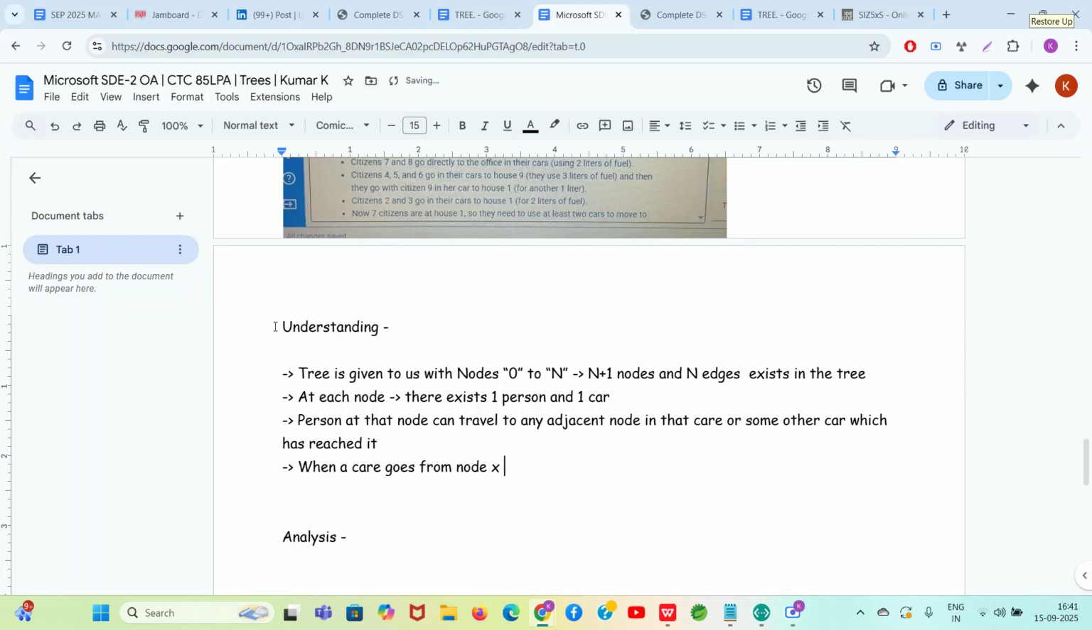When a car goes from node X to node Y, it costs 1 liter. Okay, so make sure all the people reach node 0 in minimum fuel. So basically, guys, in the minimum number of liters, using all the cars and the people who are in the car, you need to make sure all of them reach node 0.